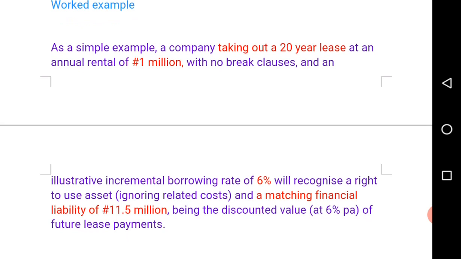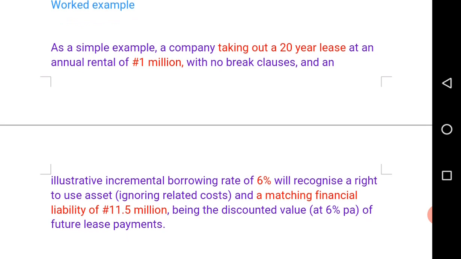Now, I'd highlighted the important things we need here. First is the lease term, which is 20 years, then the annual rental payment of 1 million naira each year, then the incremental borrowing rate, we have 6%, then the matching financial liability, which is equivalent to the cost of the asset itself, as 11.5 million.